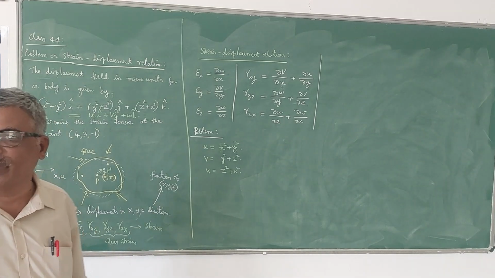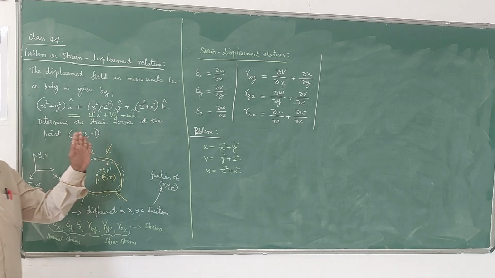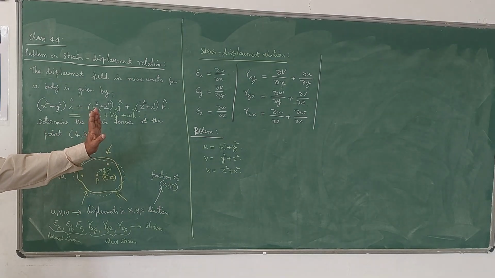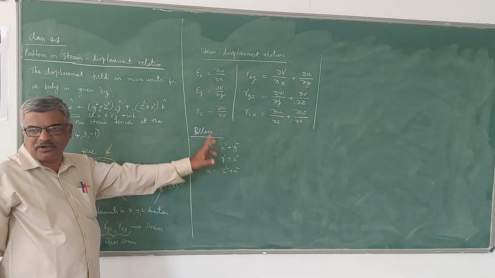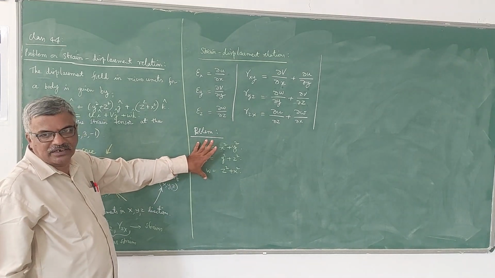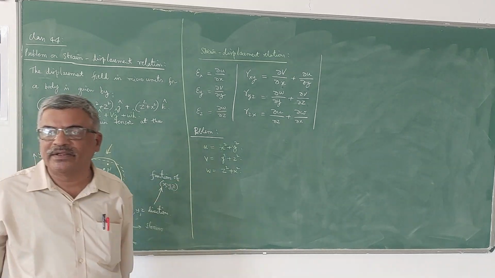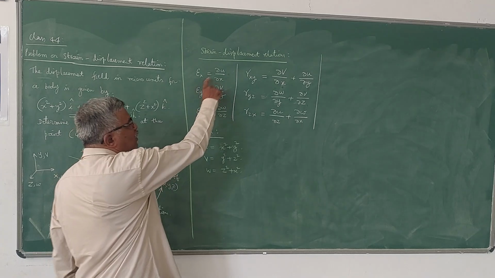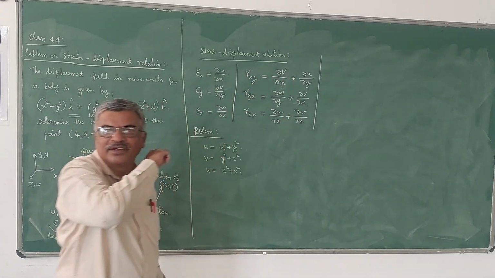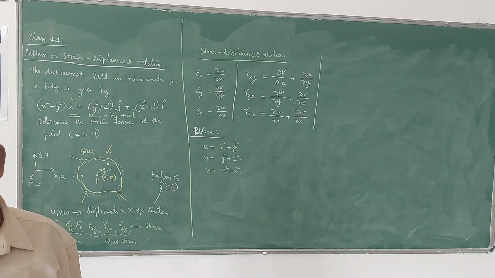In vector form, if they give ui plus vj plus wk, write the corresponding functions u, v, w. If they give them directly, you need not do anything, you can get them directly. Now you have the functions. You can observe that these three are displacements. They are functions of x, y, z. Now you have to find all these derivatives. Totally you have to find 9 derivatives here also.